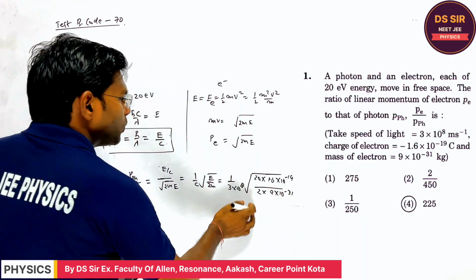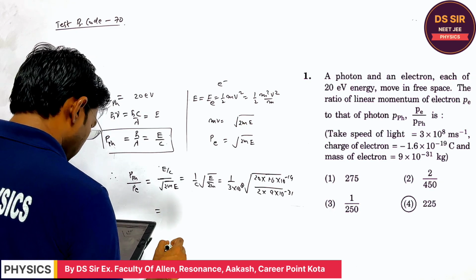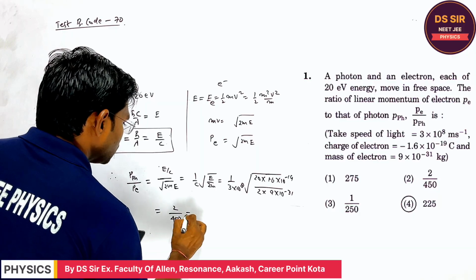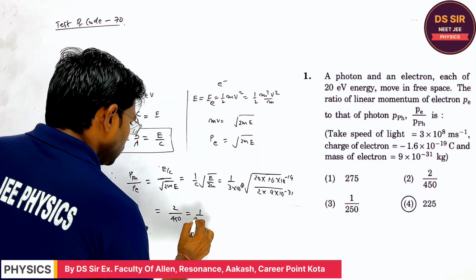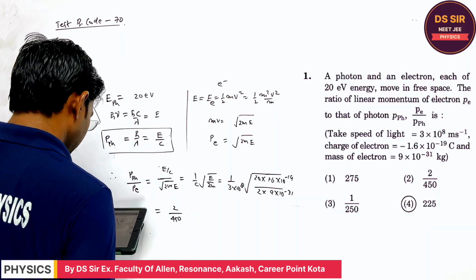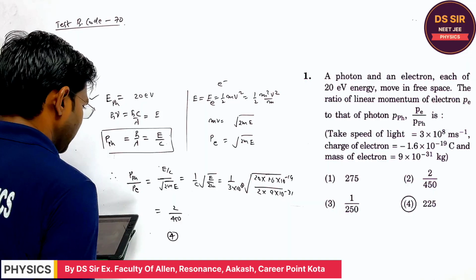Is it clear? So when you simplify, this ratio comes to be 2 upon 450, that is 2 upon 225. So the fourth option is the correct option.